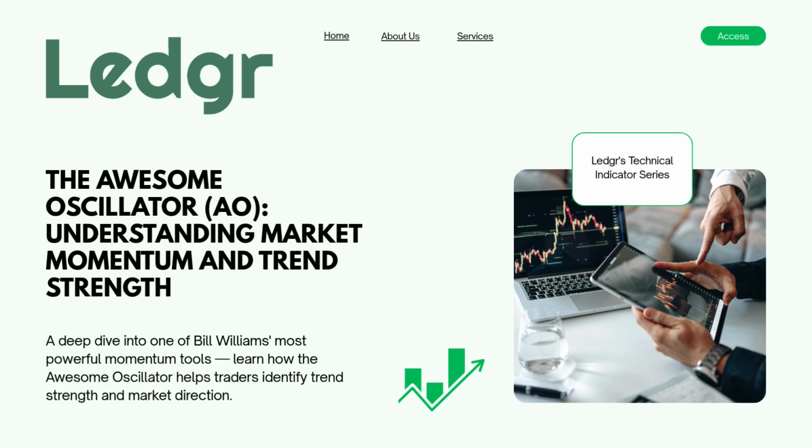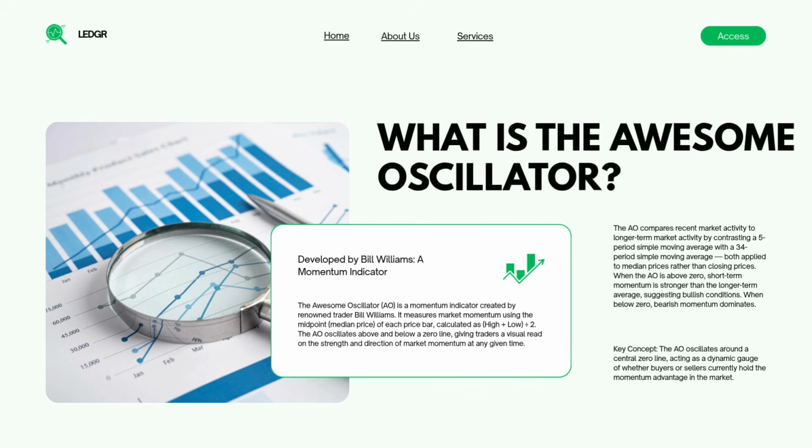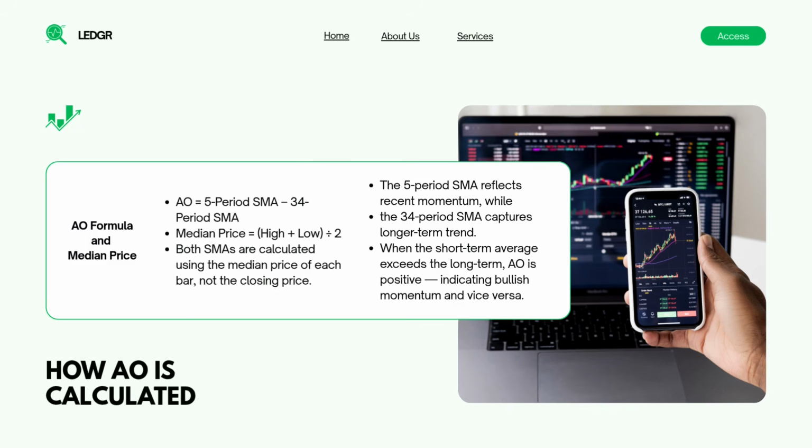The Awesome Oscillator was developed by a trader and market analyst, Bill Williams. Its purpose is to measure market momentum by comparing recent market activity with longer term activity. Unlike many oscillators that use closing prices, AO uses the midpoint of each price bar, providing a different perspective on market movement. The indicator fluctuates above and below a central zero line, making trend analysis intuitive and easy to interpret.